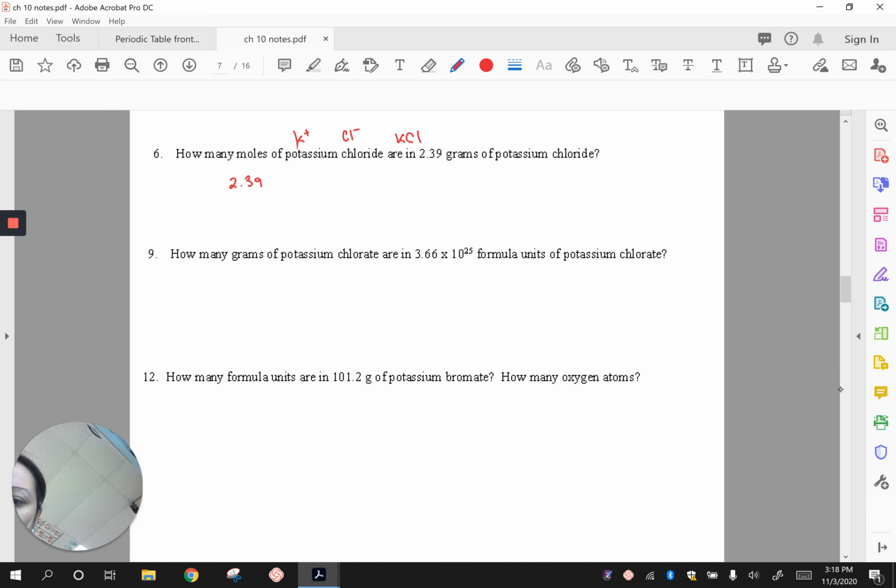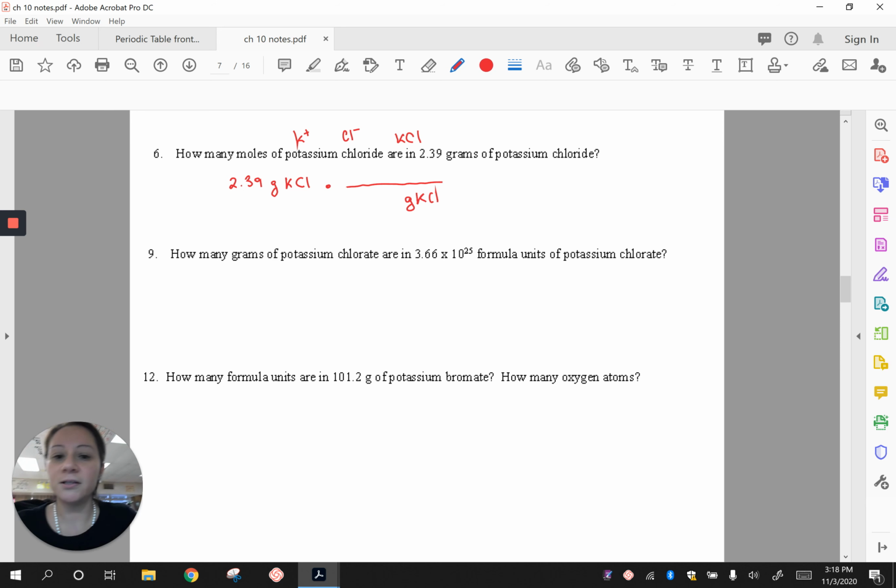So I'm going to write down what I have: 2.39 grams of KCl. Do a conversion factor. On the bottom, I'm going to put the same units so that they cancel. So grams of KCl. On top, I will put the units that I'm looking for, as long as I can link between them. What am I looking for? I'm looking for moles of KCl.